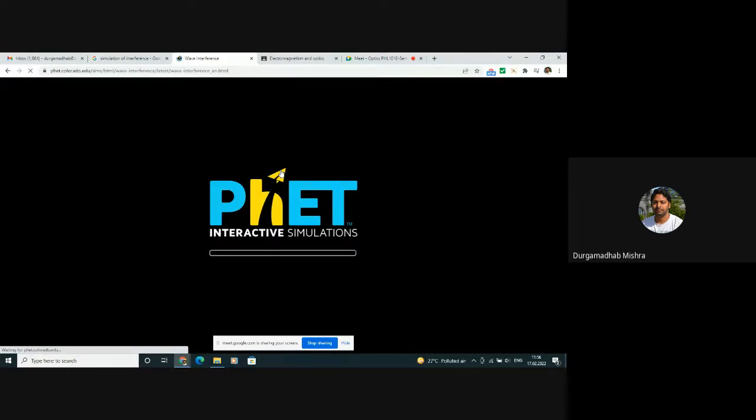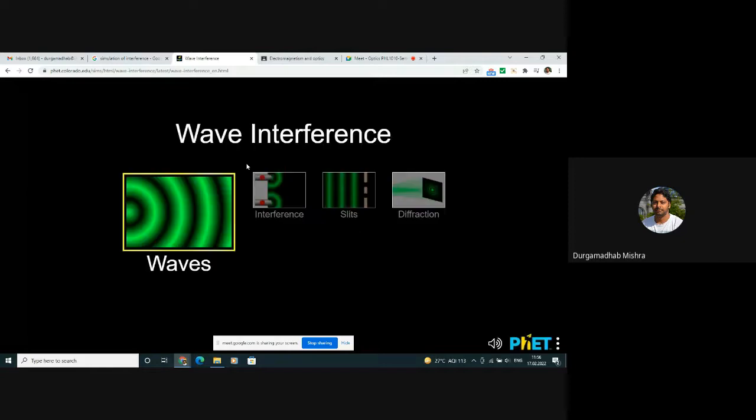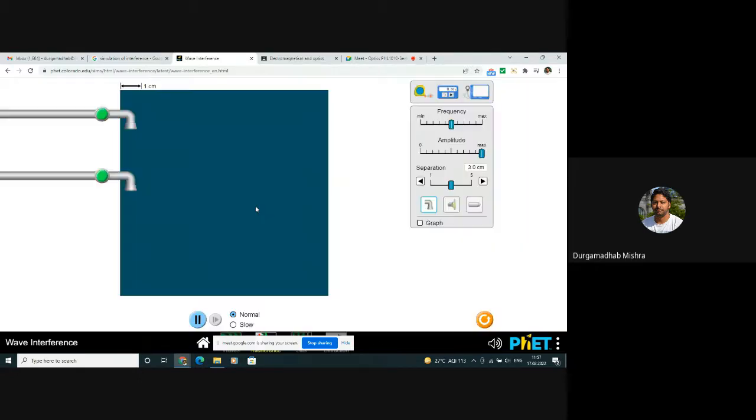So let's see if it starts. It is a little bit slow sometimes. Okay, so here you can actually do your own experiment to understand these concepts better. Let's say I click on interference, then I have slits, I have diffraction. So if I click on interference, what you see on the screen is you can choose.